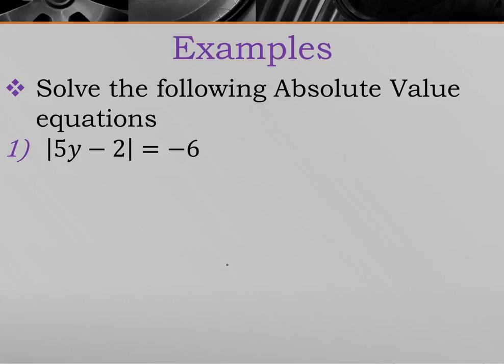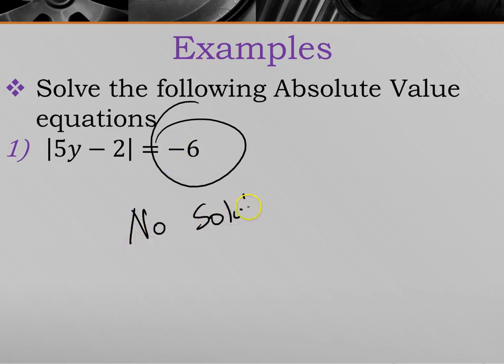So we want to solve this one. Absolute value of 5y minus 2 equals negative 6, and stop right there. It equals a negative. Don't even do anything. Your answer is no solution. Cannot solve if it equals negative 6.